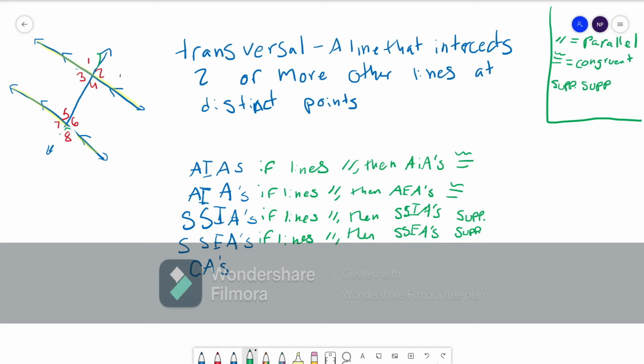Alright, corresponding angles. If lines are parallel, then corresponding angles are congruent. So 4 and 8 would equal each other, or be congruent, and then 2 and 6 be the same. So that's basically notes for transversals and how they relate to each other. But now we're going to put number values to these so we can actually do some math and whatnot.